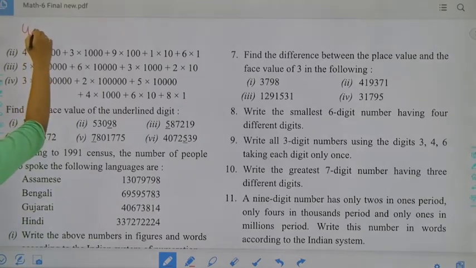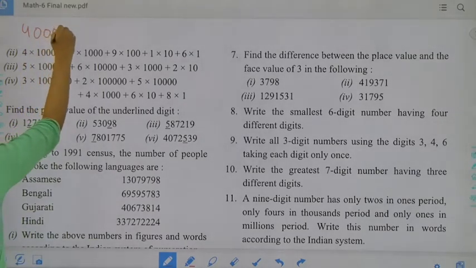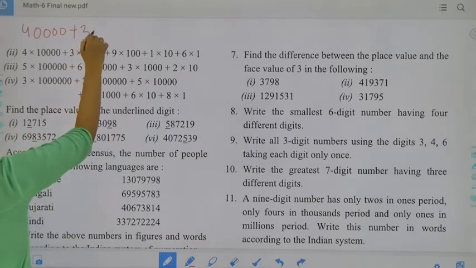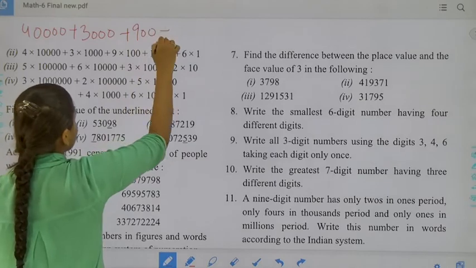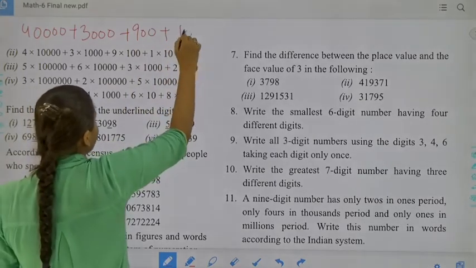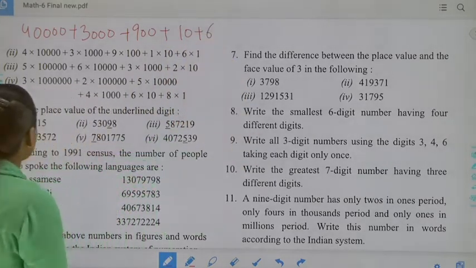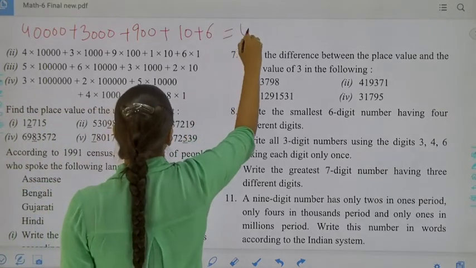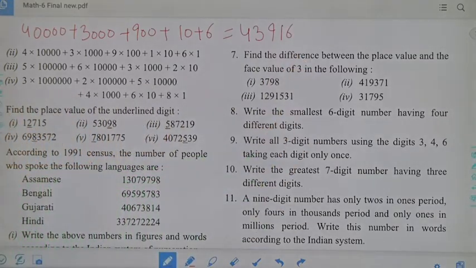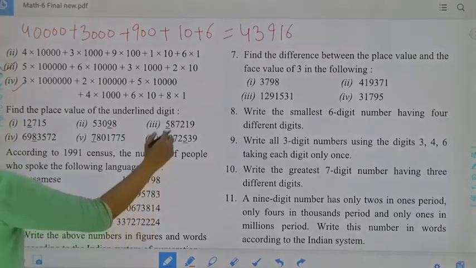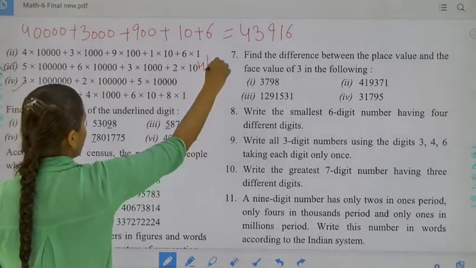This is 40,000, then 3,000, then 900, then tens, and then ones, that is 43,916. Students, third and fourth part is your homework. You have to do yourself. That is your homework.